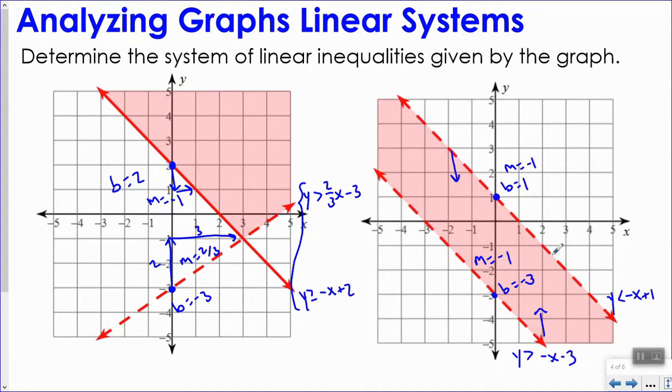Alright, so if you look at our top line, we have a slope of -1, a y-intercept of 1, and we're shading down with a dotted line, so that's y is less than -x plus 1. For the bottom line, we have a slope of -1 again, y-intercept of -3, dotted line, and we're shading up, so it's y is greater than -x minus 3.